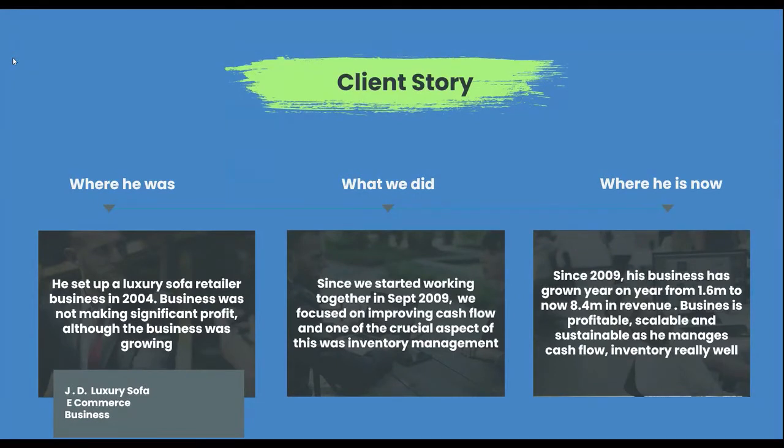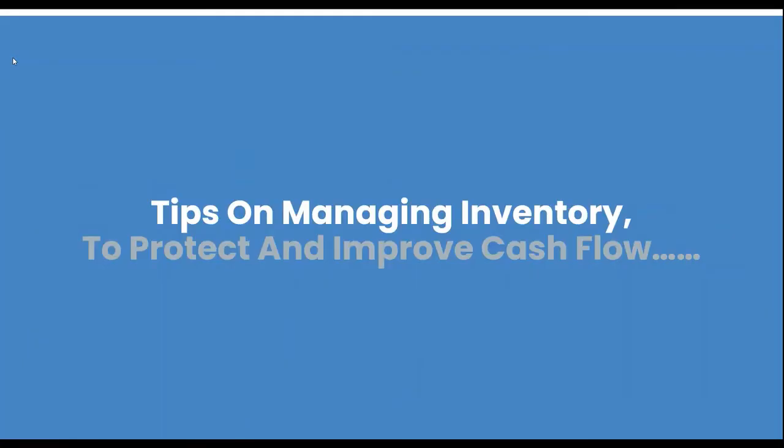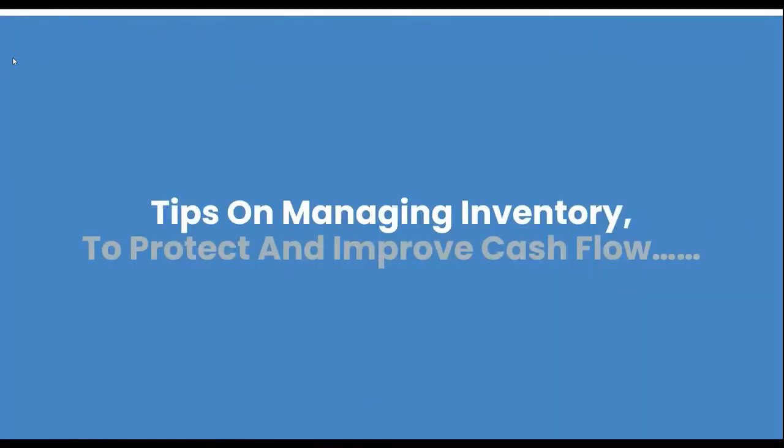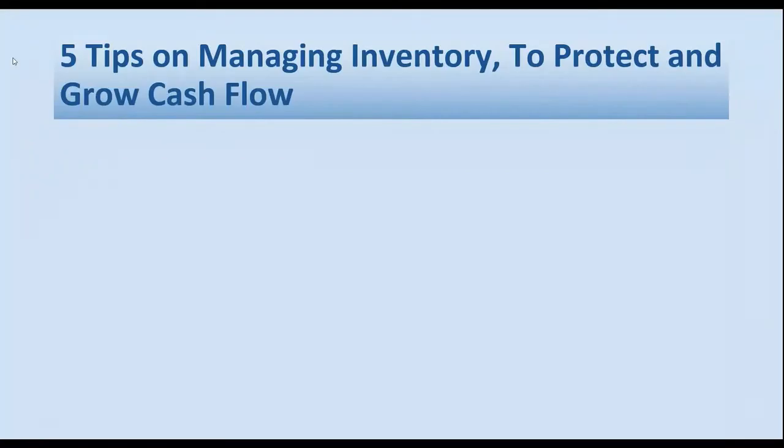And that is not the interesting part, guys. The interesting part is that his business is more profitable, more scalable and sustainable, because his profit margins are growing, and that's really the key: having a sustainable and scalable business. So what we've learned from this story, I've summed up into 5 tips for you, tips on managing inventory to protect and improve cash flow in your business. So here are the 5 tips that I would like to share with you.